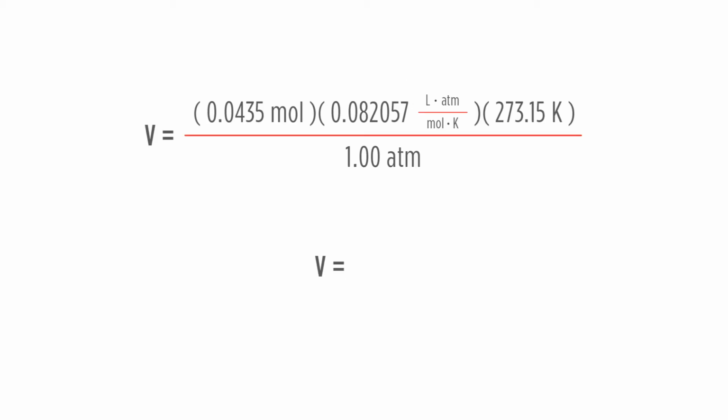So once we plug everything in, you'll see that we have 0.0435 moles times the constant for R times 273.15 Kelvin, that's the standard temperature, divided by 1 atmosphere, the standard pressure. Do this calculation, and we see that our volume is going to be 0.975 liters. Double check all of your units, moles, atmospheres, and Kelvin, giving us liters.